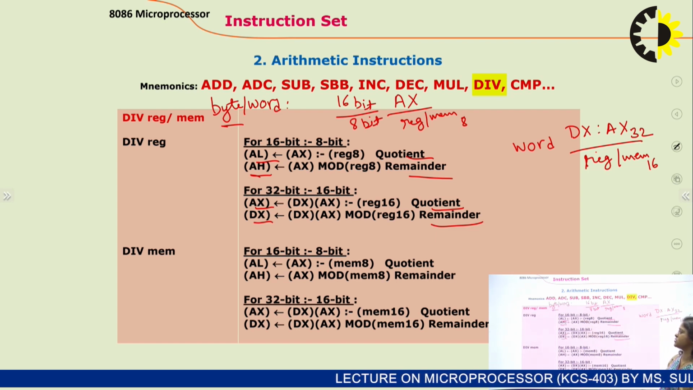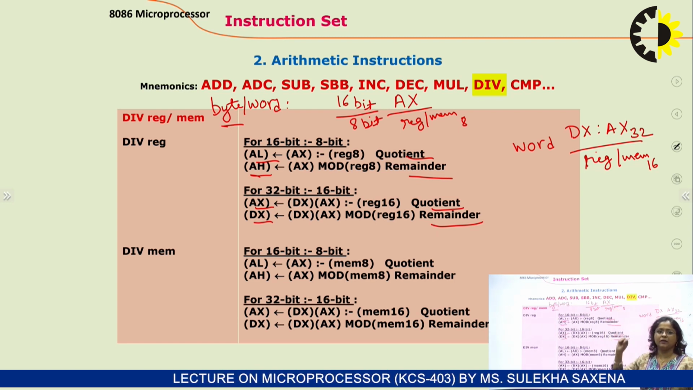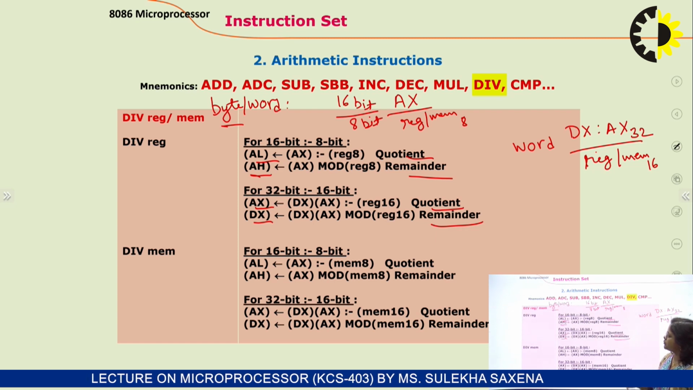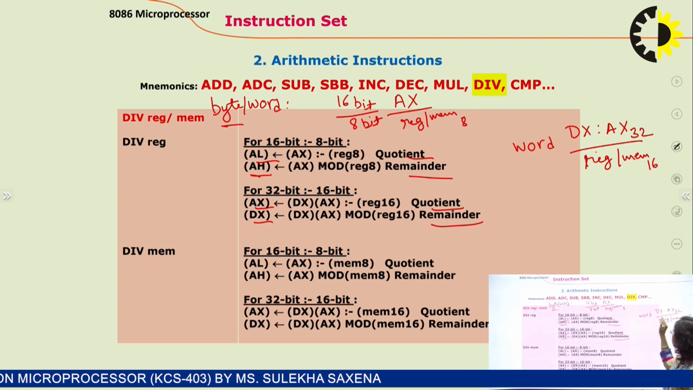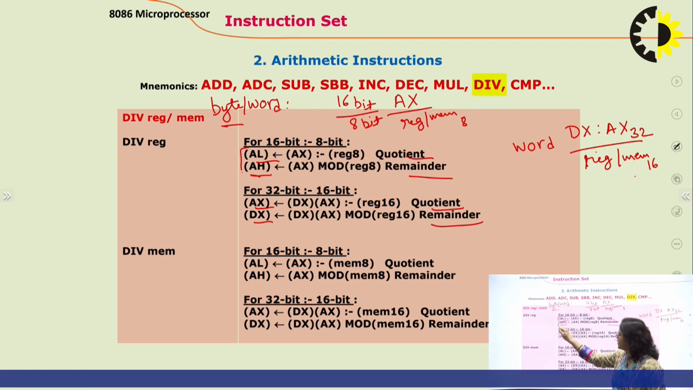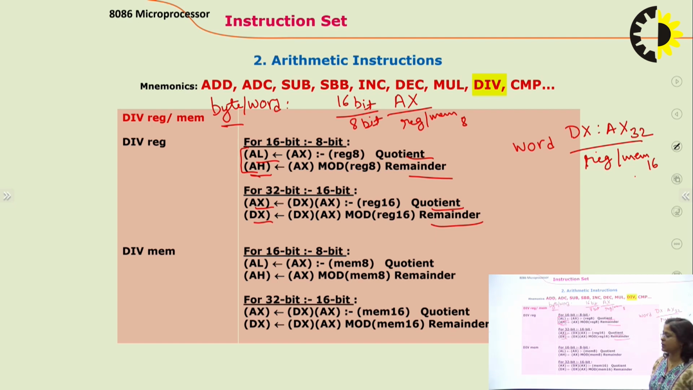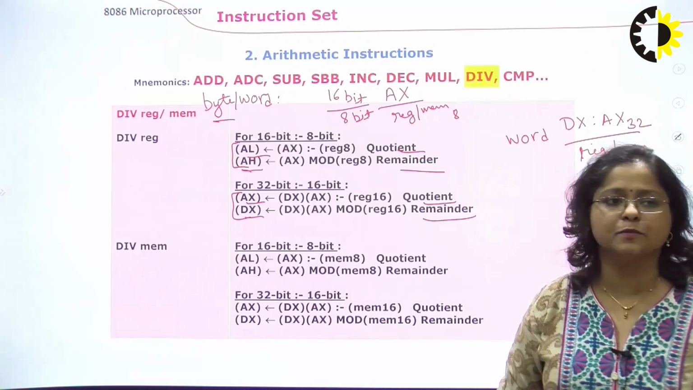In case of byte, it is 16-bit by 8-bit division. The dividend will be in AX and the second operand, that is the divisor, will be provided in the instruction either in a register or memory location. Similarly, for word, that is 32-bit by 16-bit, the dividend will be in DX:AX by default, and the divisor will be provided by a register or memory location. The result will be contained in AL and AH in case of byte operation. AL consists of the quotient and AH consists of the remainder. Whereas for word operation, AX and DX will contain the quotient and remainder respectively.